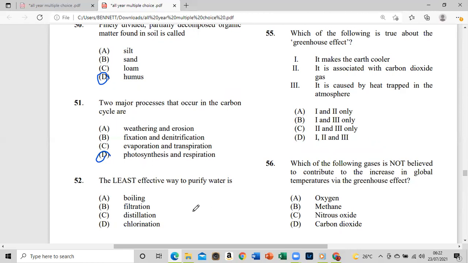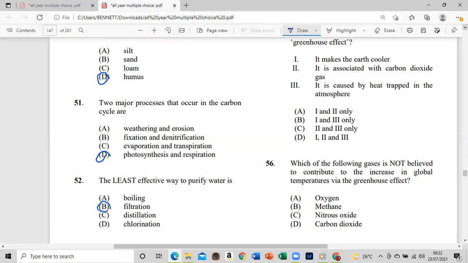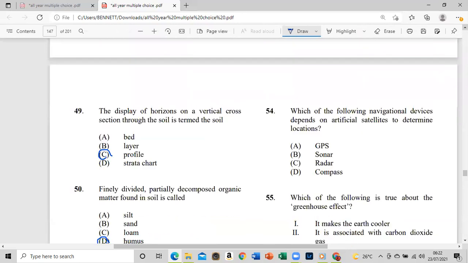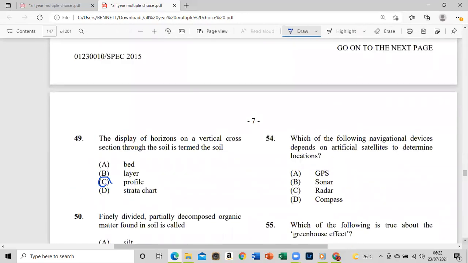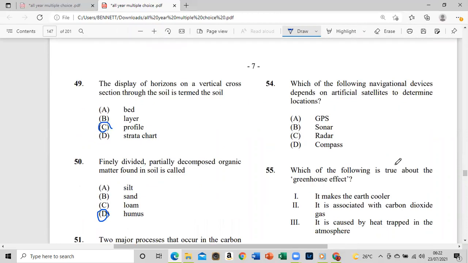Least effective way to purify water is A, boiling, filtration, distillation, or chlorination. And that is filtration. Well, this is a very good way. It's gonna taste awful. I don't like the chlorine something. I think chlorine is poison and we should not put that in our body.